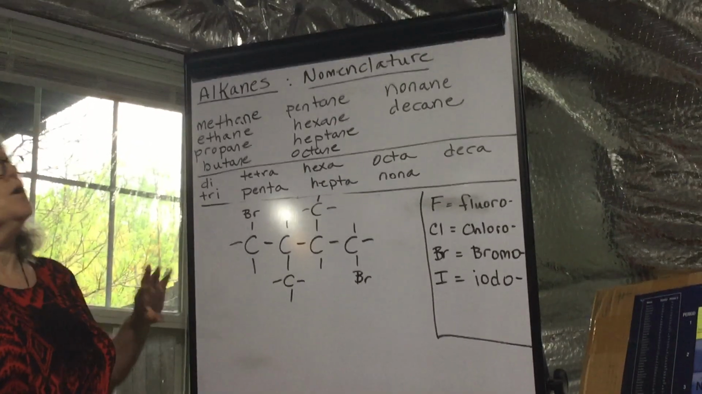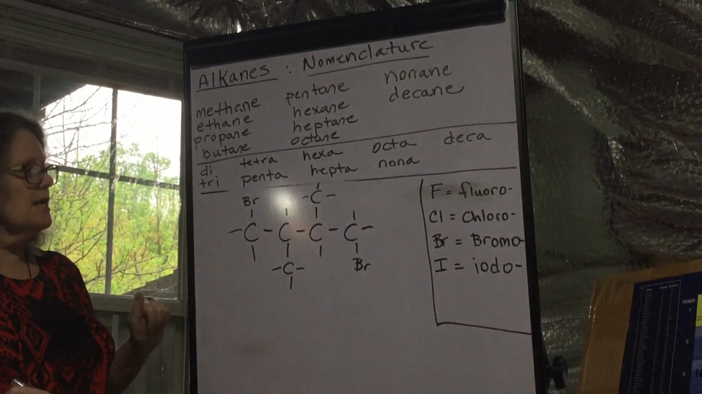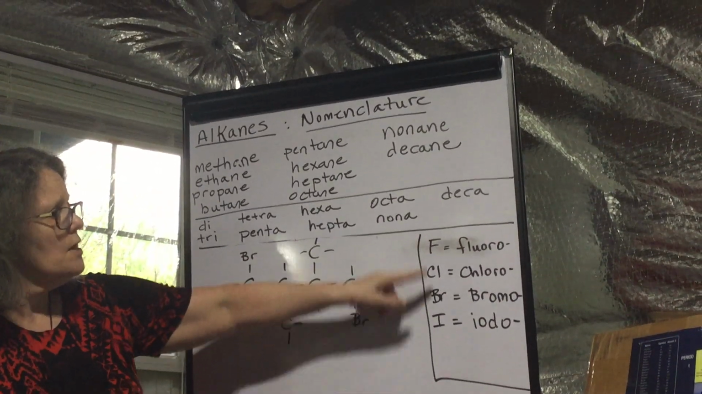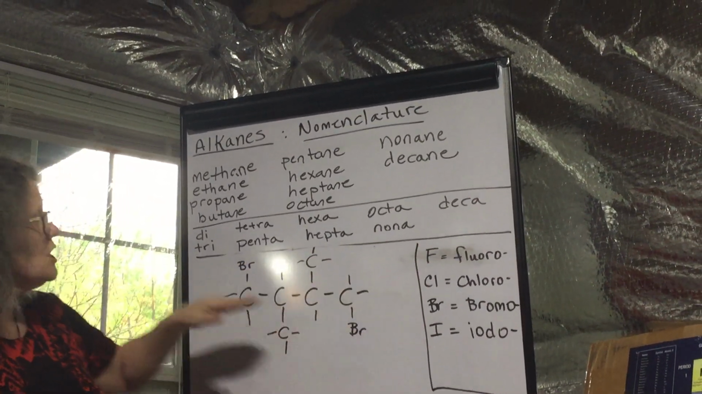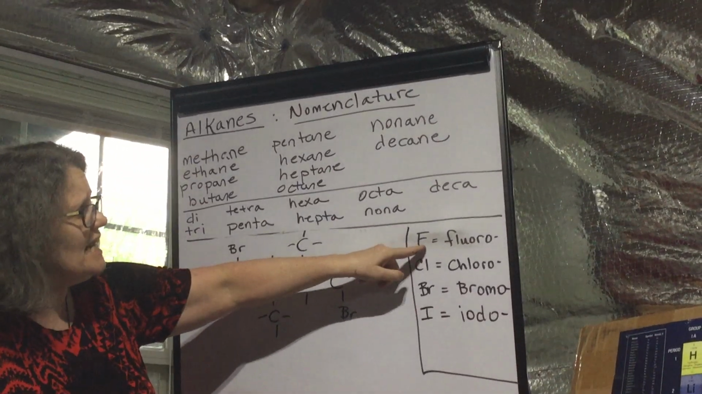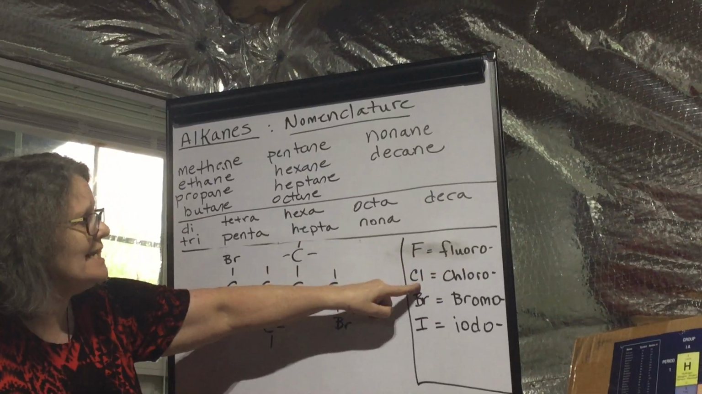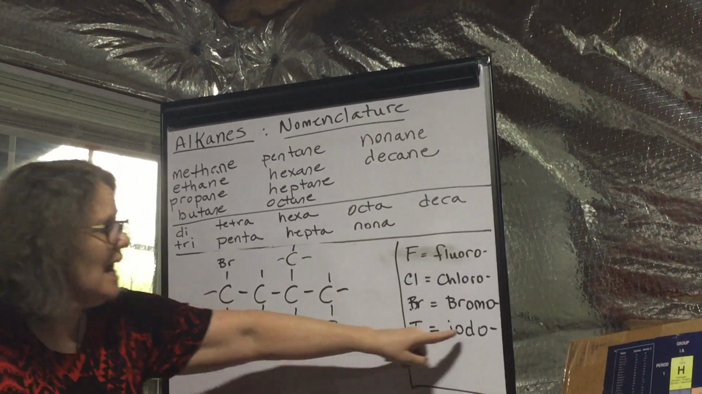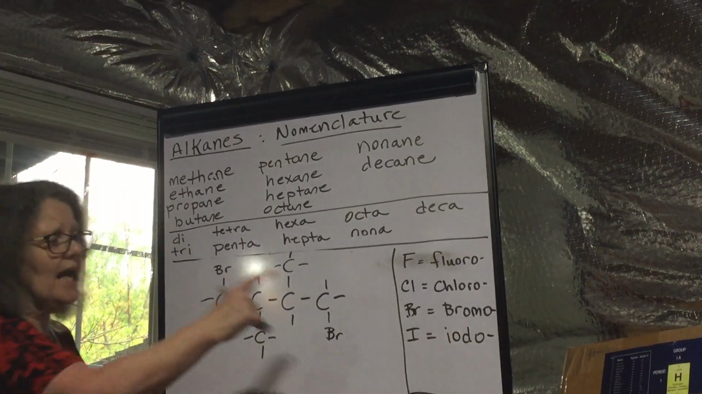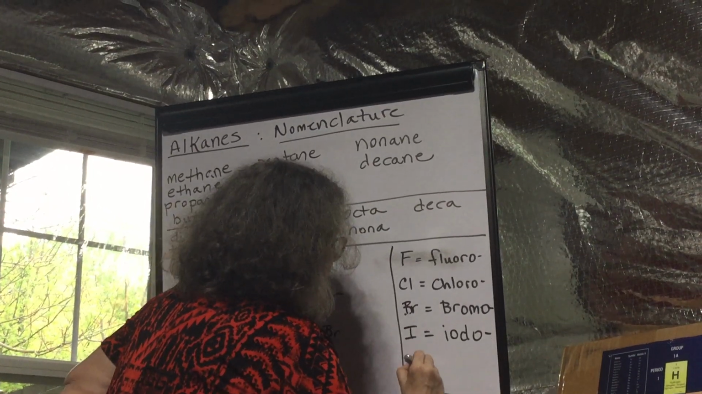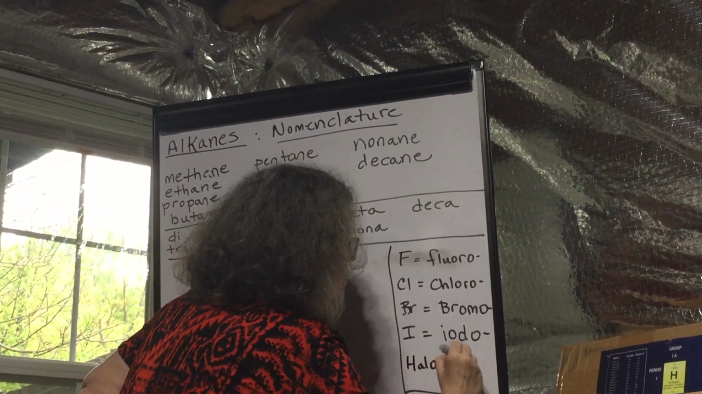Let me show you another thing to name and how to name it. These are halogens. When a halogen is attached in an organic molecule, like this alkane here, if it's an F, we call it fluoro. If it's Cl, we call it chloro. If it's Br, we call it bromo. If it's I, it's iodo. If we have a halogen attached to our hydrocarbon, it's called a halocarbon, just FYI.